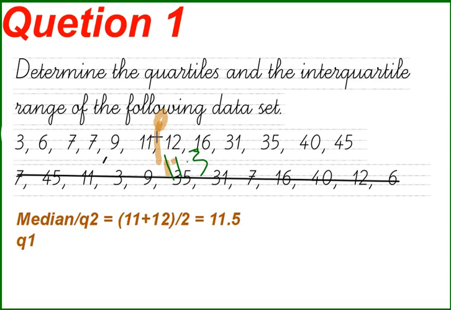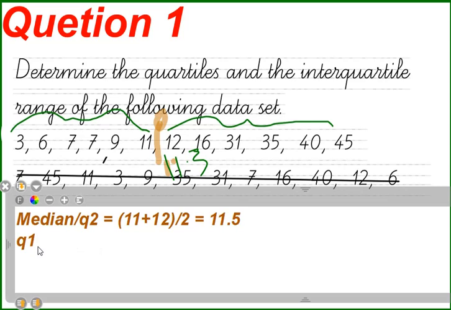So now let's get our Q1 and Q2, and we say that after we have gotten our median, then we forget about it, we leave it alone, and then we just look at the lower part and the upper part of our data set that we have already divided using our Q2.